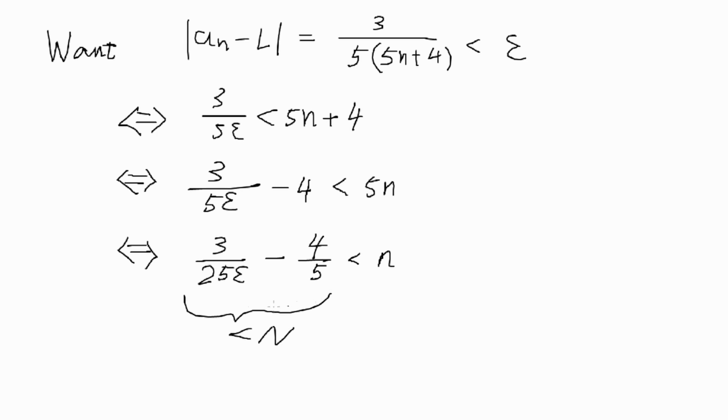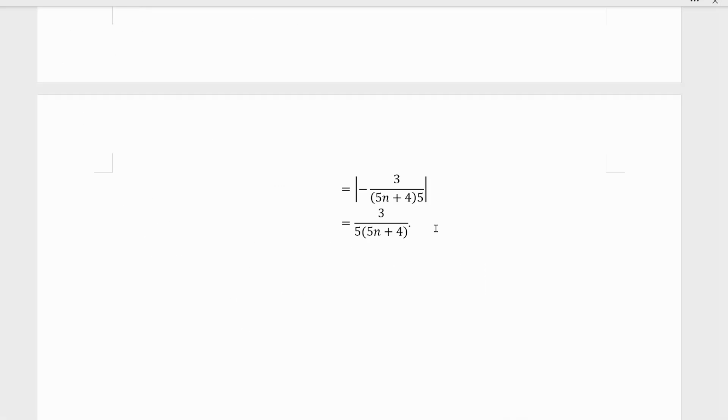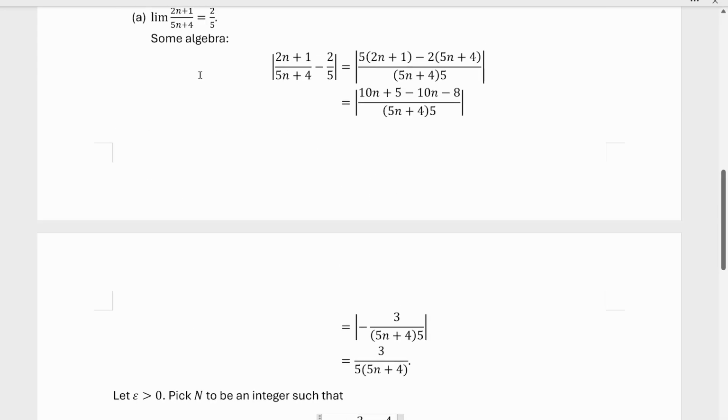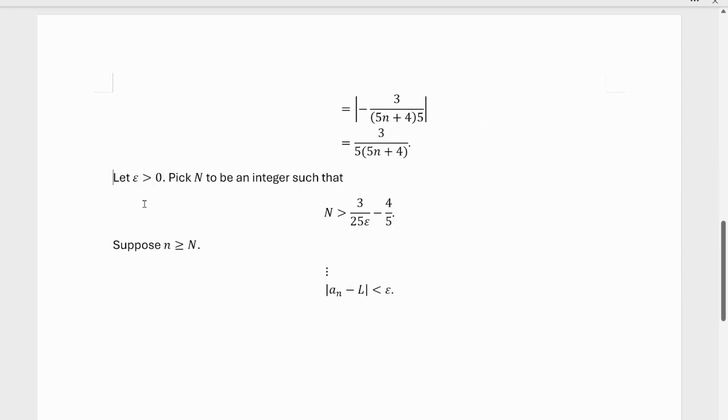We're now ready to write the formal proof. We'll first copy the template. We can continue the sentence, pick n to be an integer such that big N is greater than the threshold we just found in our rough work. So far, we did some algebra, simplified the distance between an and the proposed limit, and then we let epsilon be an arbitrary positive number. We managed to pick an integer big N for such arbitrary epsilon.